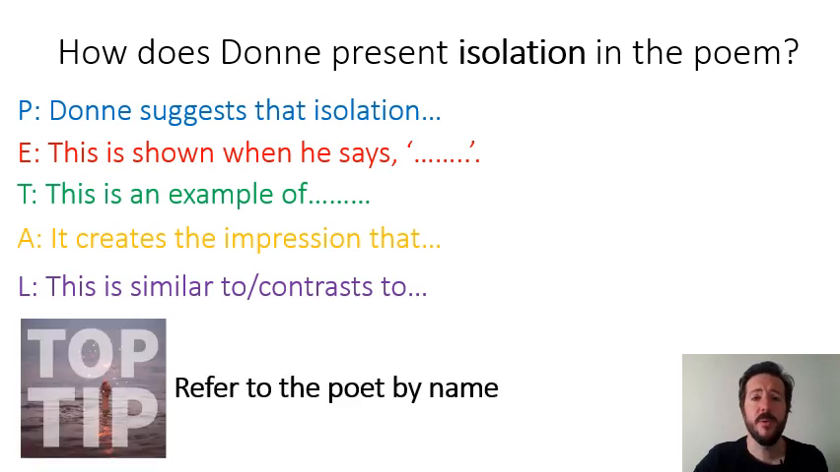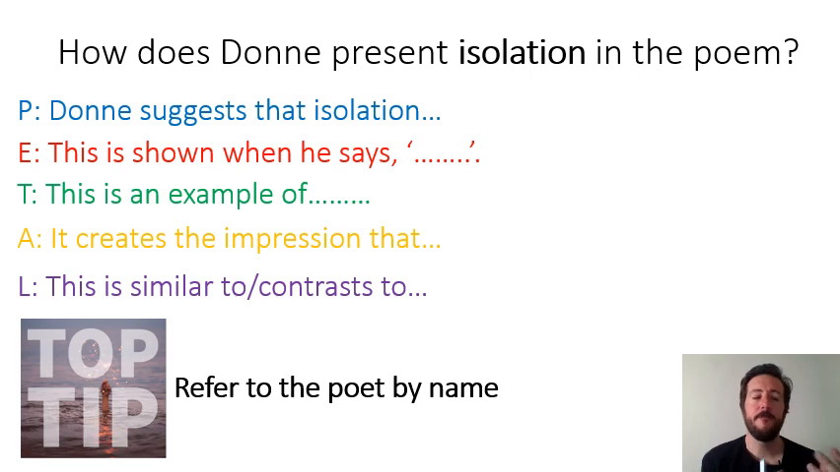Now, one top tip that I do want to remind you of at this point in time is to refer to the poet by name. Obviously, in the question, it asks you, how does Donne present isolation in the poem? We know the poet is John Donne. We don't call him John because he's not our friend, but we call him Donne, and so that's the sort of formal way that you write about a writer when you're analysing their work. And it really helps because lots of students get tied up, particularly at the point where they have to compare two different poems.